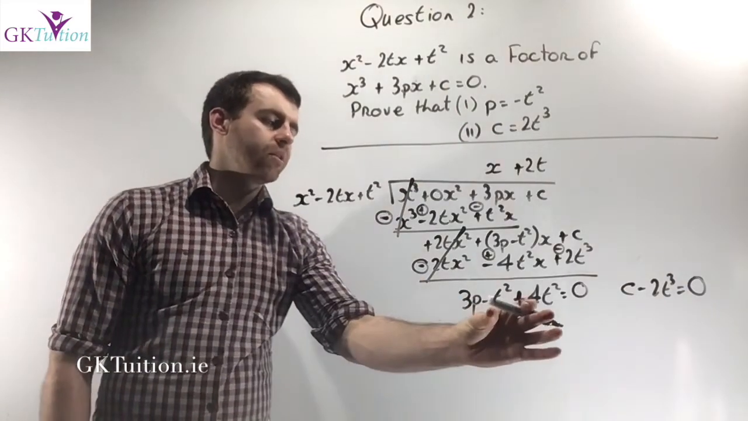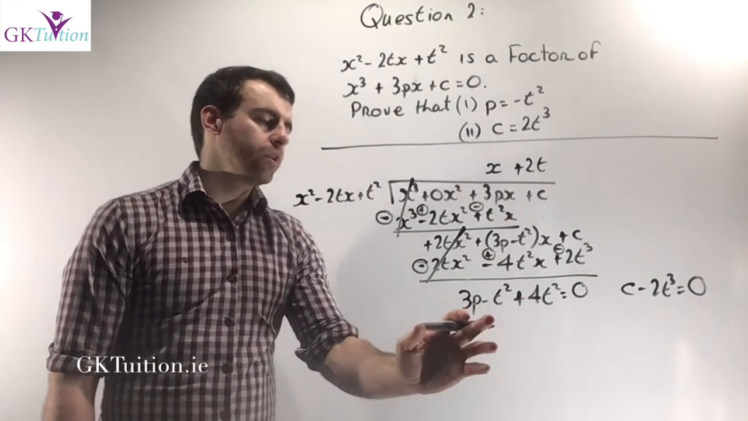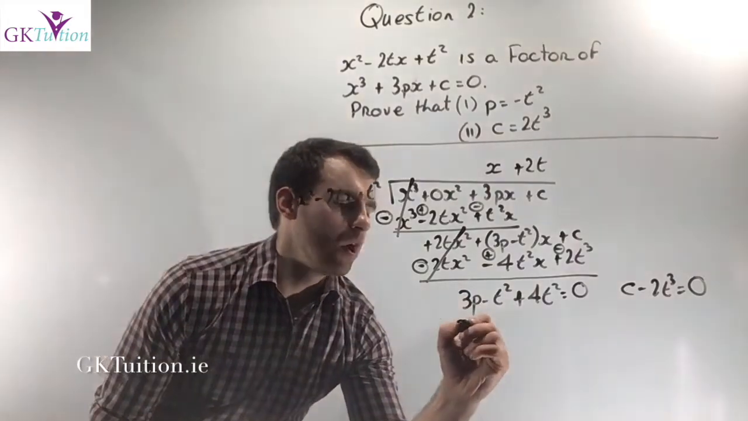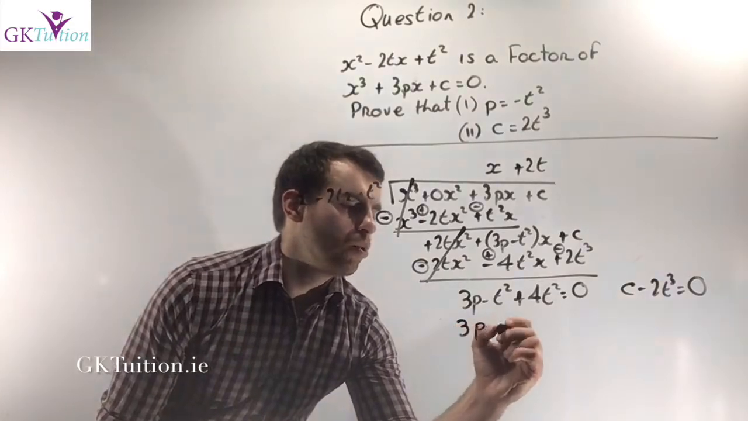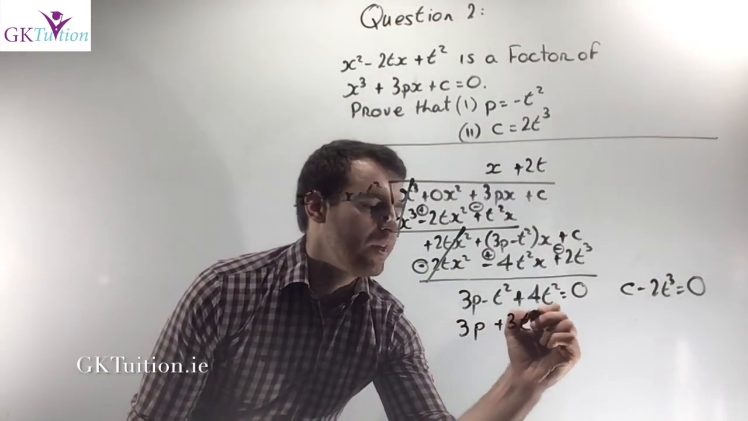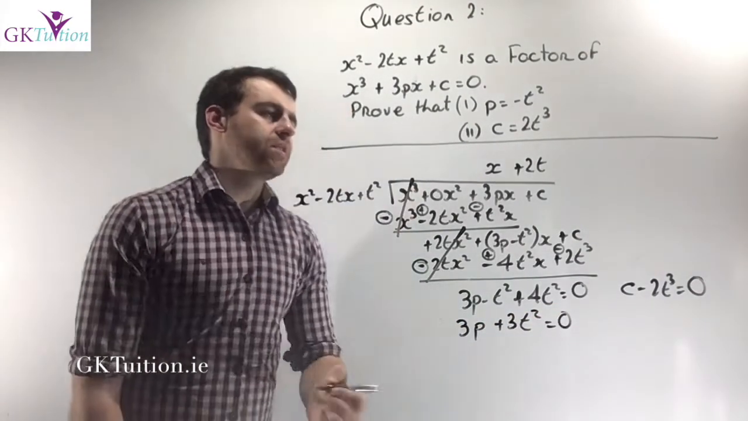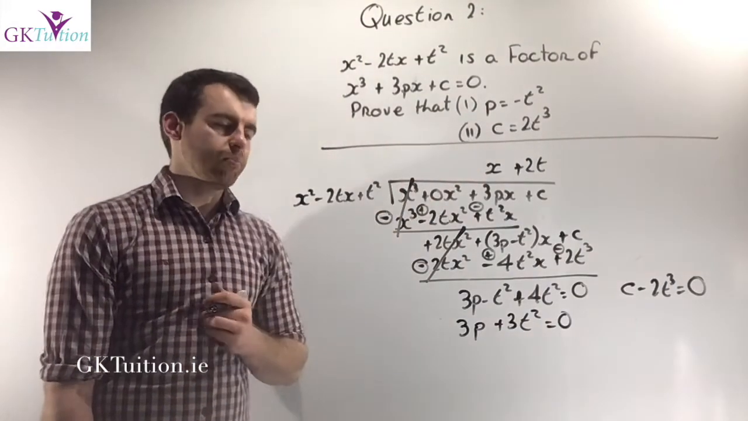In this case, I notice that I've got like terms. Sorry, I have minus 1t squared plus 4t squared. Minus 1 plus 4 gives me plus 3t squared. And obviously my goal here is to isolate my p.